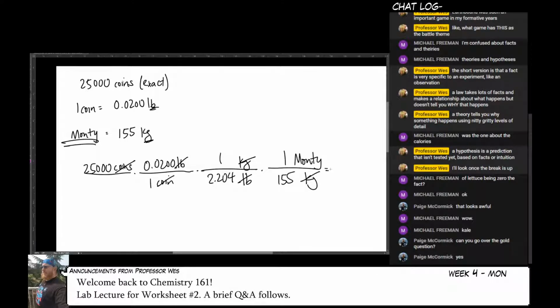So if these were the numbers that you had, times 0.02 divided by 2.204 times 155. So when I do this, the number I get, this was my result, and then the units of that would be just Monties. So he found enough coins to weigh 1.46 times his weight. So that was the intent of that problem, was for you to do a calculation like that.